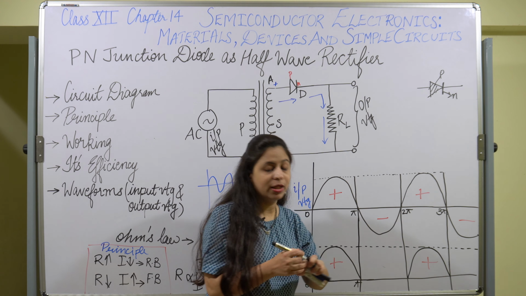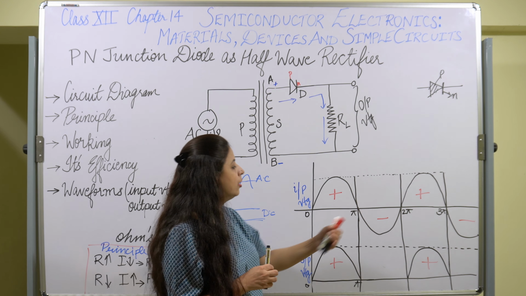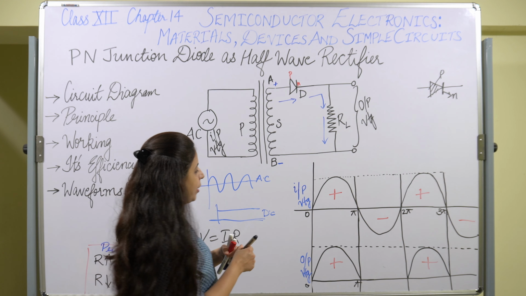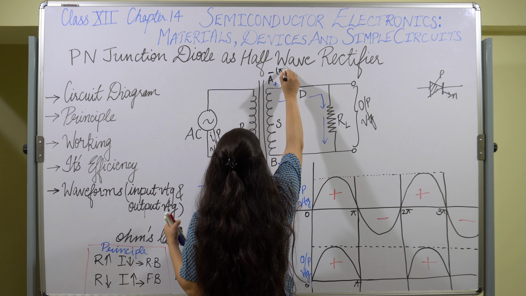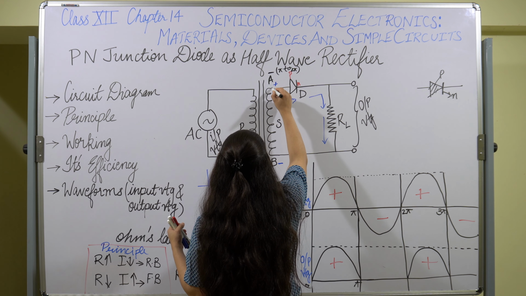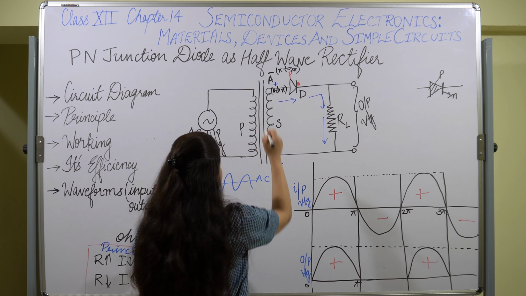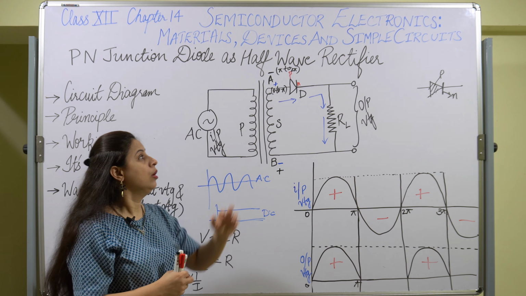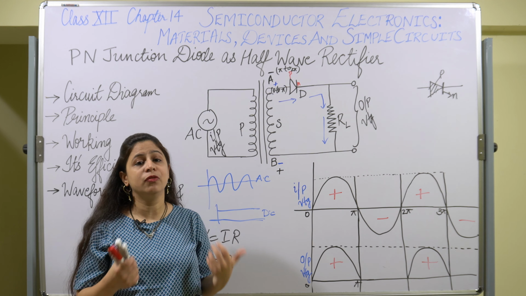From pi to 2 pi, there will be phase reversal of the AC signal, and now my A point will become negative from pi to 2 pi, while it is positive from 0 to pi. So A will become negative and B will become positive. As soon as A becomes negative, my P-type semiconductor will be connected to the negative terminal of the battery, and it will become reverse biased.